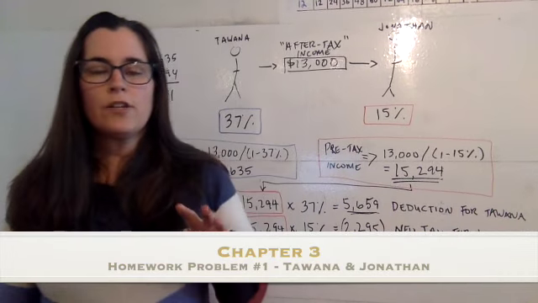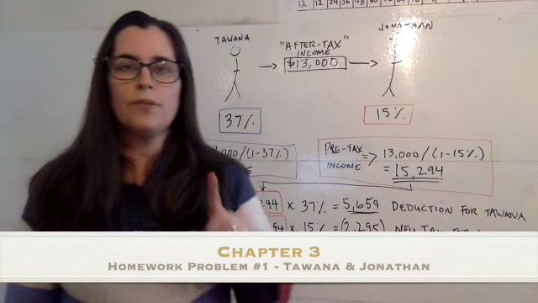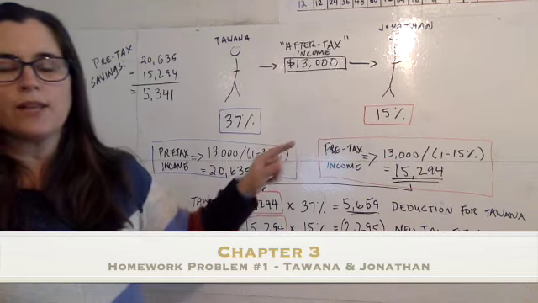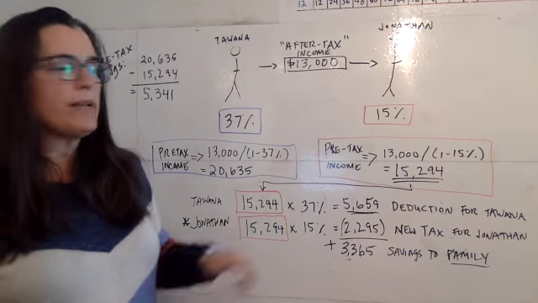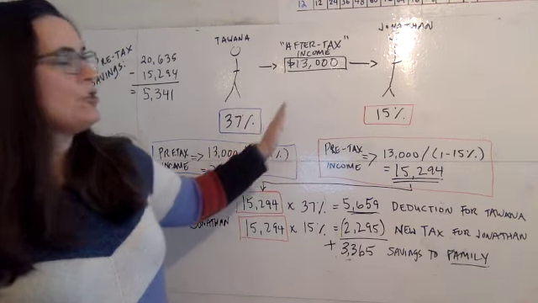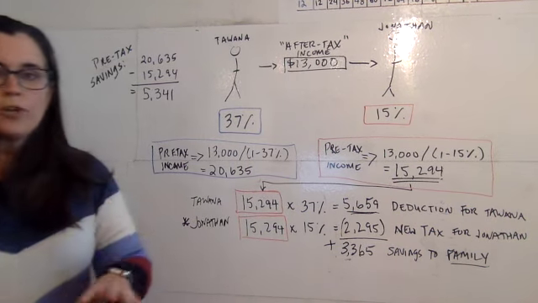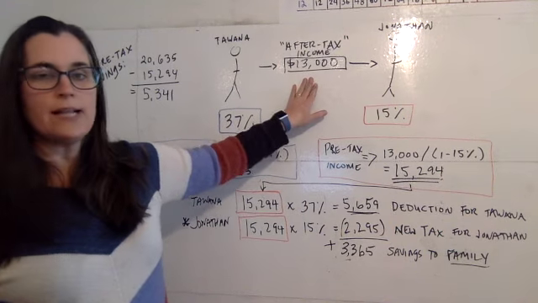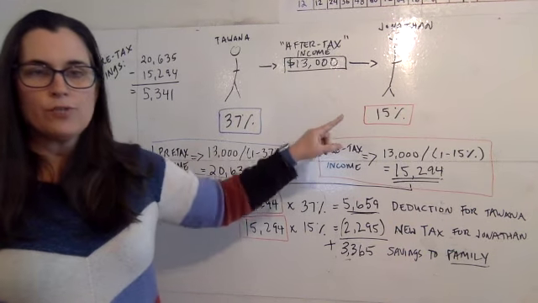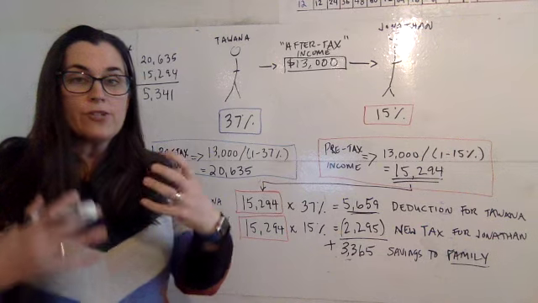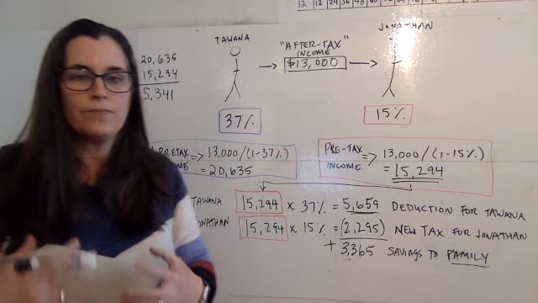I wanted to share a video on Chapter 3, homework problem number 1, the problem with Tawana and Jonathan. So we have a scenario where we have a mother who's giving money to her son for his college expense. To work through this problem, we need to understand the after-tax amount, her marginal rate, and his marginal rate, okay? Because we have to understand there's a tax impact to anything we do, okay?